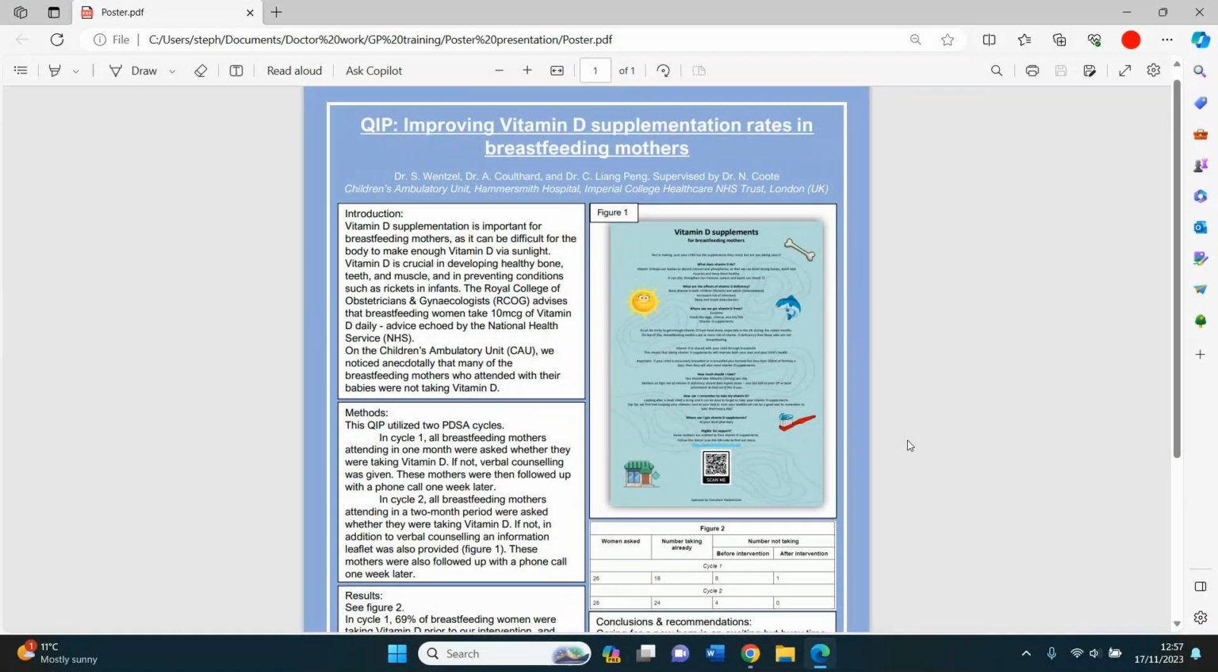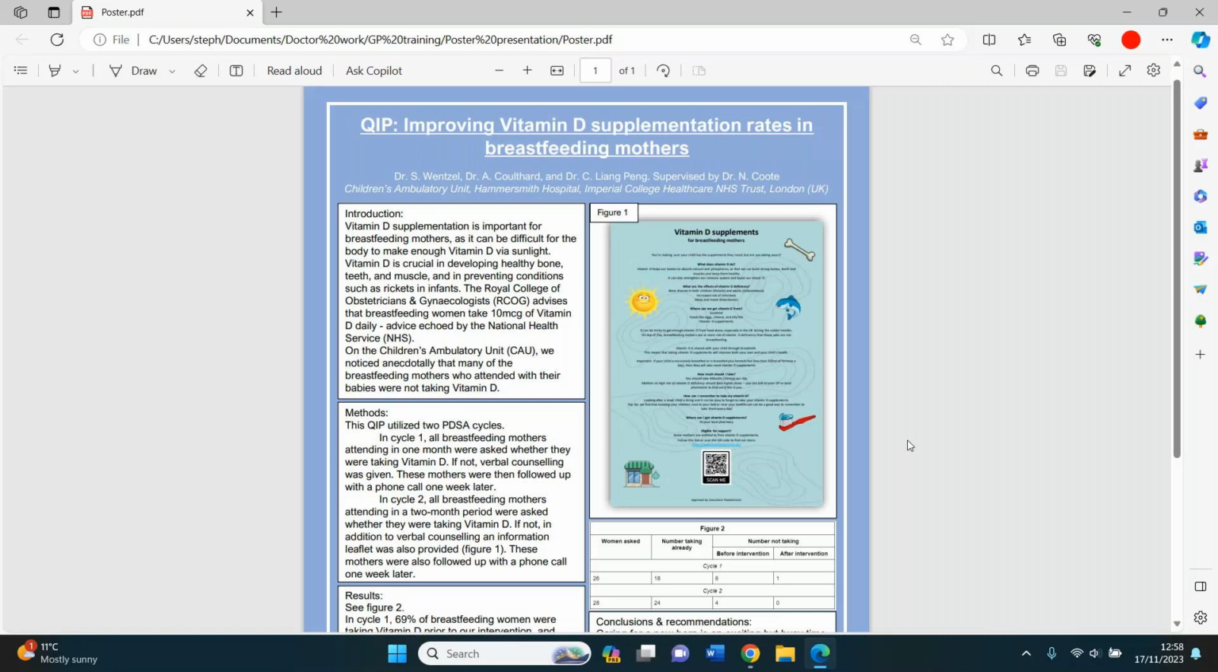My name's Stephanie Wenzel. I'm a doctor working in Northwest London in the UK. I'm a GP registrar, and this poster is regarding a project that we did whilst I was working on the Children's Ambulatory Unit in Hammersmith Hospital. The project is entitled Improving Vitamin D Supplementation Rates in Breastfeeding Mothers.